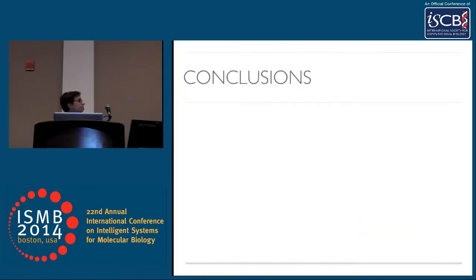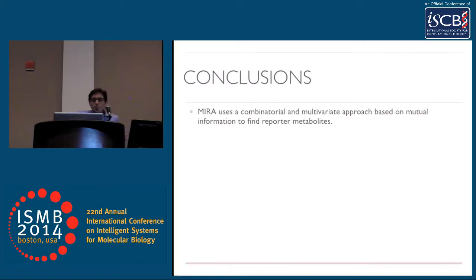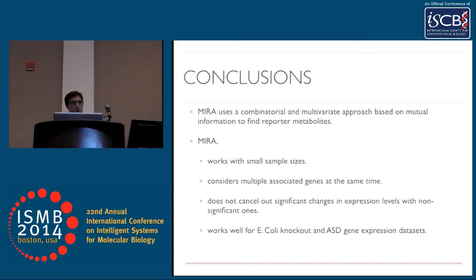So let me conclude. We propose MIRA, which uses a combinatorial and multivariate approach based on mutual information to find the reporter metabolites. MIRA works well with small sample sizes, considers multiple associated genes at the same time, does not cancel out significant changes with non-significant ones, and finally it works well with the E. coli and autism datasets that we consider.